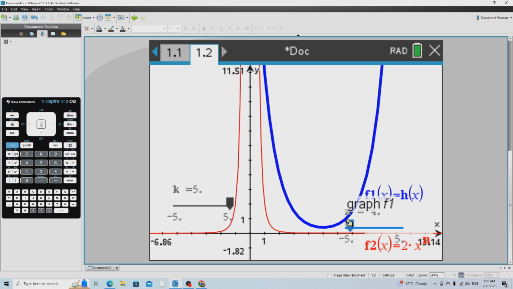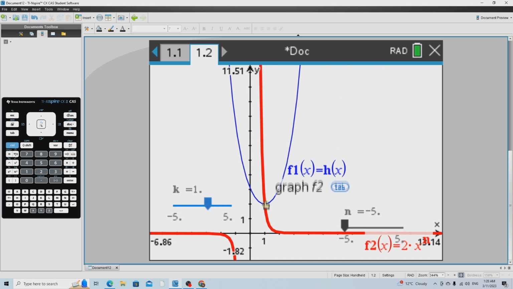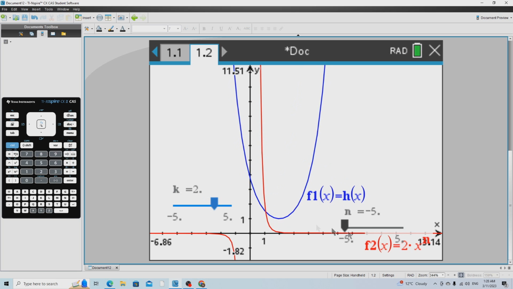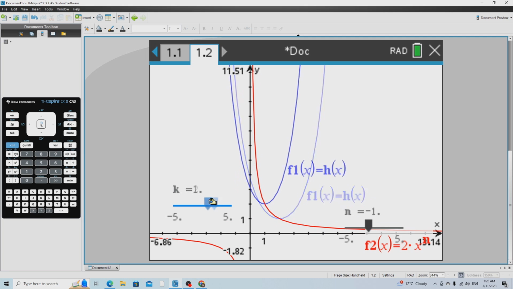If n is in the negatives, so if n is less, can you see how the graph would start to intersect? The turning point of h will always intersect. And if we go more, it doesn't intersect anymore. But we know n is an integer. So maybe -4, -3, -2, -1. At -1, okay. What about 1? Okay, still intersects.